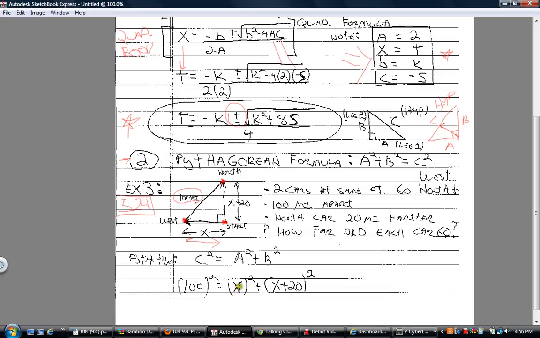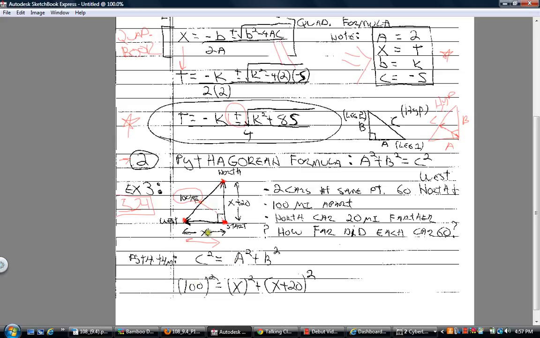Okay, so we use the Pythagorean theorem. C squared equals A squared plus B squared. What are we saying? The hypotenuse squared equals the first leg squared plus the second leg squared. Okay, hopefully you guys have burned that in your head. The hypotenuse is what? Always opposite the 90-degree angle. So here's your 100 miles and you're going to square it.